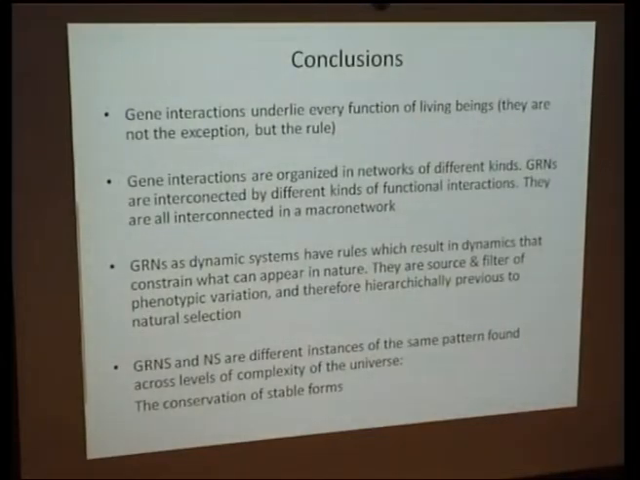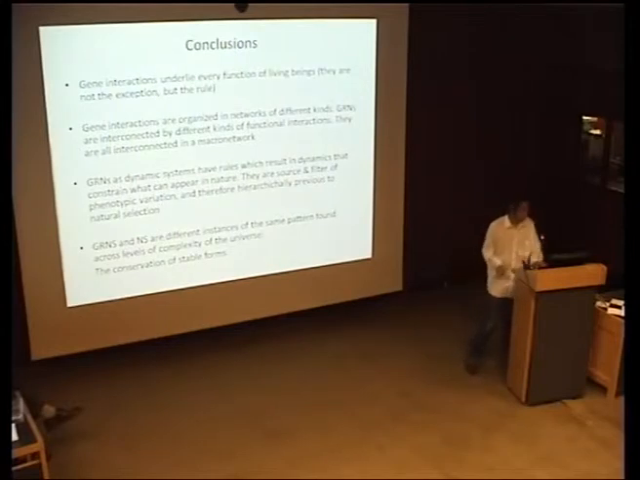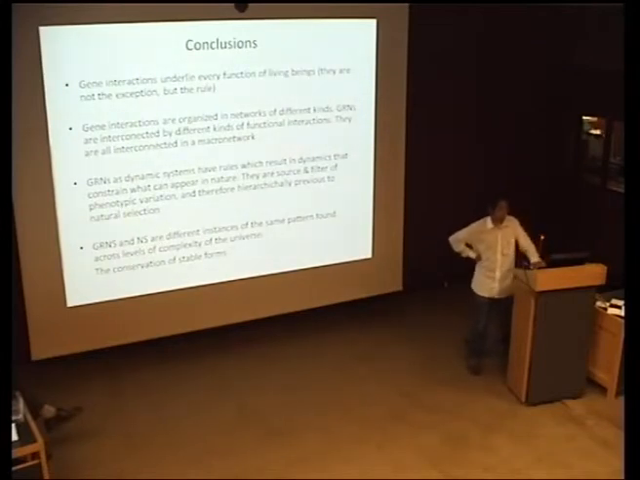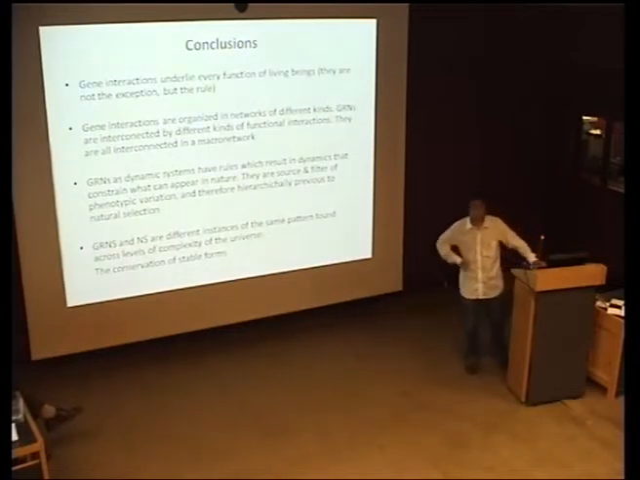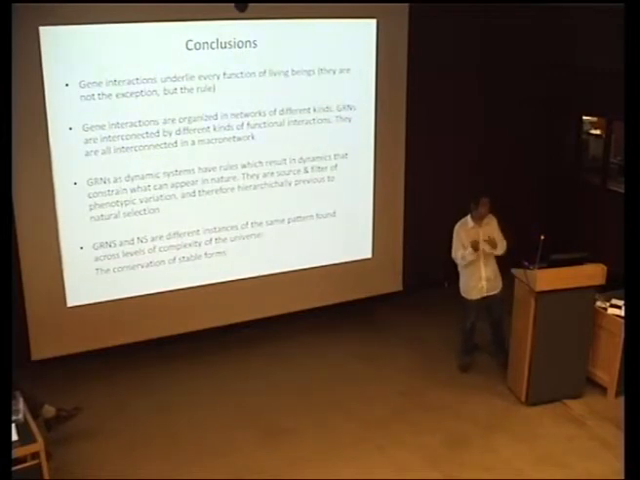So in conclusion, well, gene interactions underlie every function of living beings. They are not the exception but the rule. And gene interactions are organized in networks of different kinds, and they are all interconnected in macro networks. Then the gene regulatory networks are dynamic systems, and they have rules, usually in their dynamics, which constrain what can appear in nature. So they are a source and a filter of phenotypic variation, and they are hierarchically previous. So they constrain what natural selection can act upon.